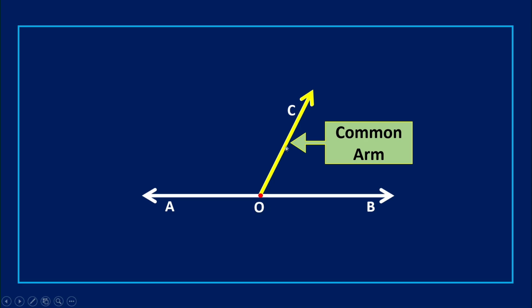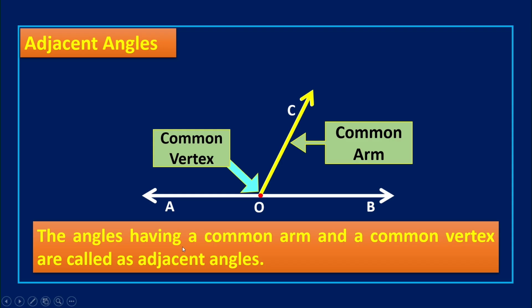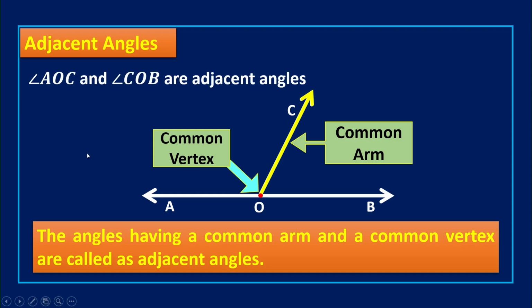Common arm. OC is a common arm of OA and OB. Common vertex O of angle AOC, angle BOC. These angles are called adjacent angles. The angles that have a common arm and common vertex are called adjacent angles. In this figure, OC is common arm, O is a common vertex. Here in this figure, angle AOC and angle COB are adjacent angles.